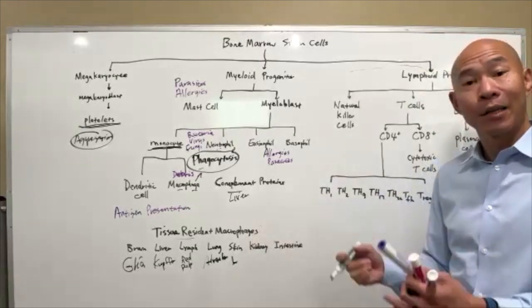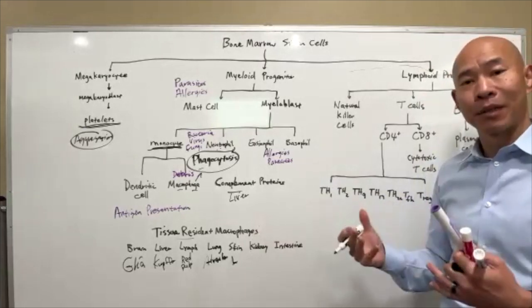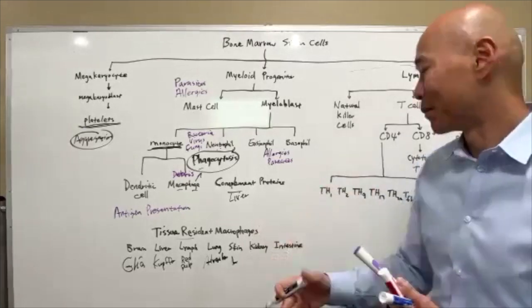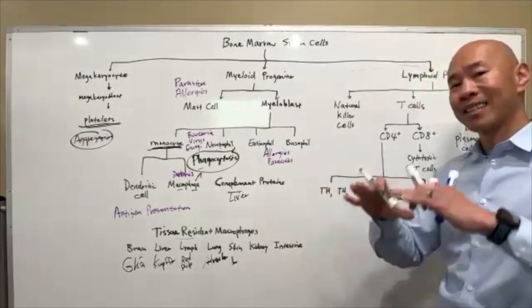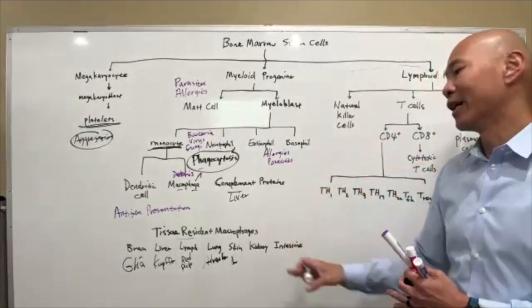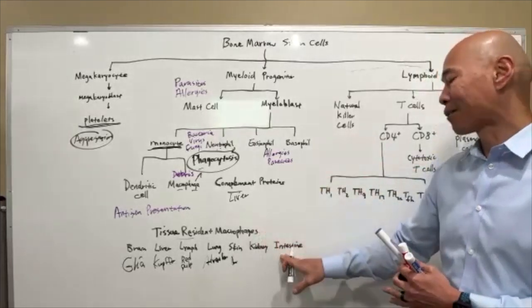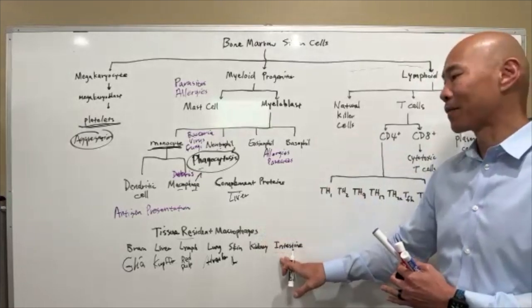And in the intestine, you also have large amounts of these immune cells. This is why they say 80% of your immune system resides in your gut, because your intestine has a large surface area, and there are many tissue resident macrophages in the intestine as well.